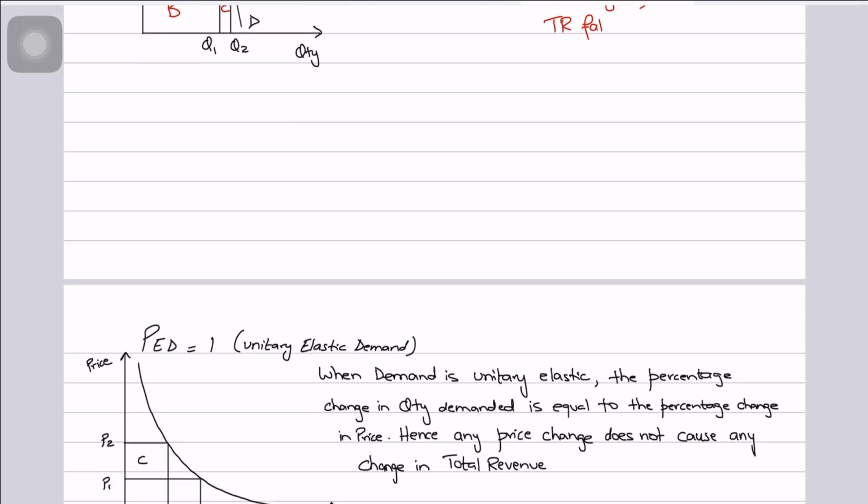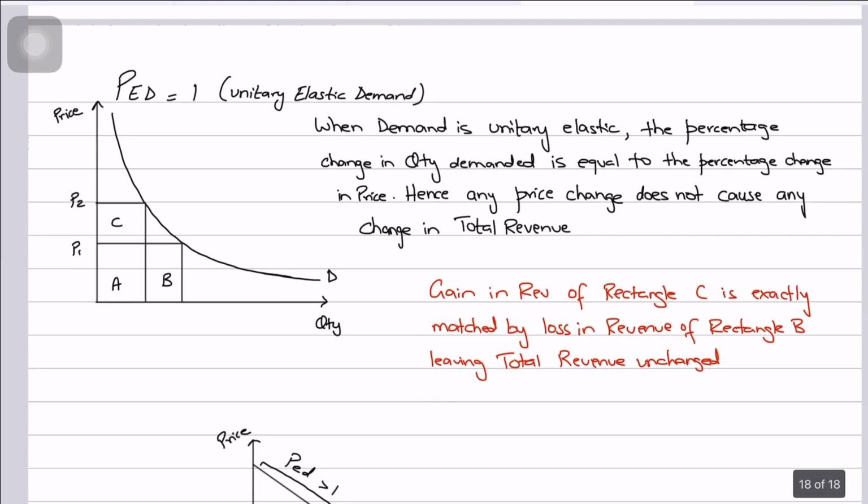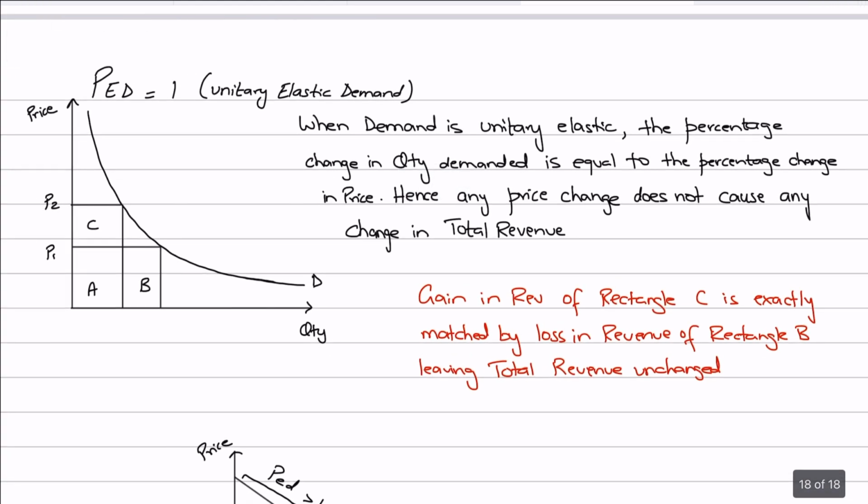Now guys, let's see what will happen to total revenue if the demand is unitary elastic and price changes. We are already aware that if the demand equals 1, that is unitary elastic demand, the percentage change in quantity demanded would exactly equal the percentage change in price, and hence the PED would be equal to 1. Because of that, a price change will have no effect on revenue. So the previous revenue and the new revenue after the price change would be exactly the same.